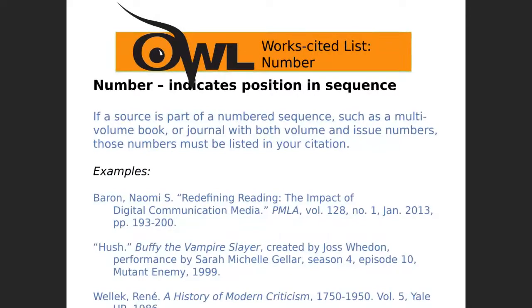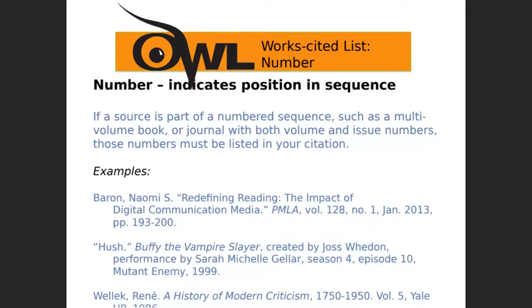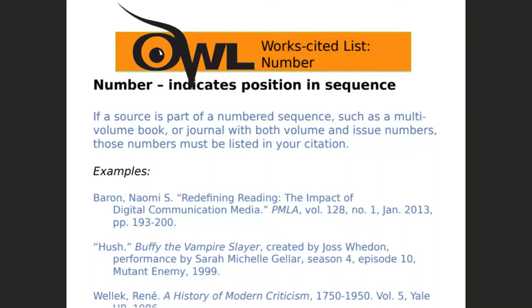So number, it indicates position in sequence. So if it has a specific sequence, you're going to put the number. The source is part of a numbered sequence, such as a multi-volume book or a journal with volume and issue numbers. Those numbers should be listed in your citation. And oftentimes you'll see those books, like Britannica, they'll have numbers and stuff. So if you can visualize that, that's essentially what you're doing there whenever you're citing it.